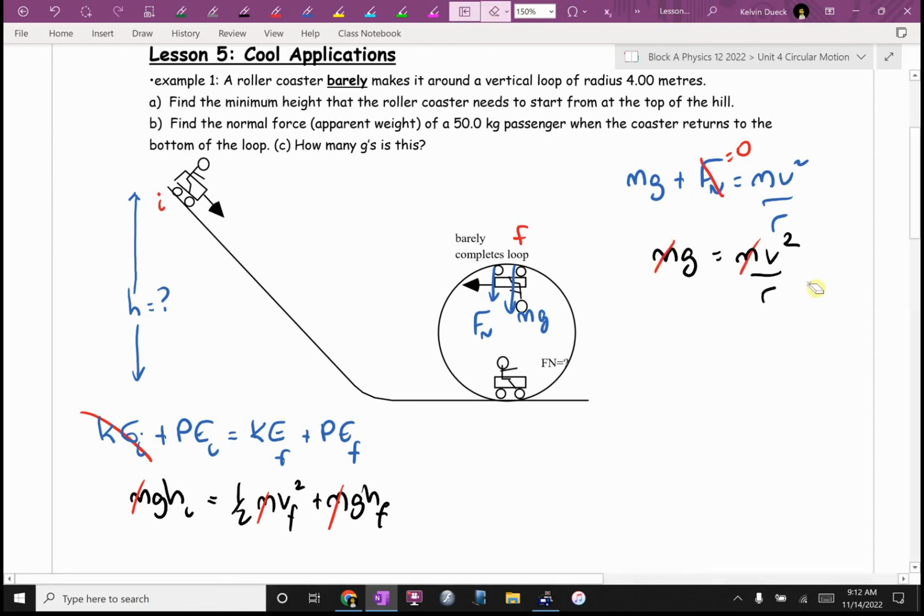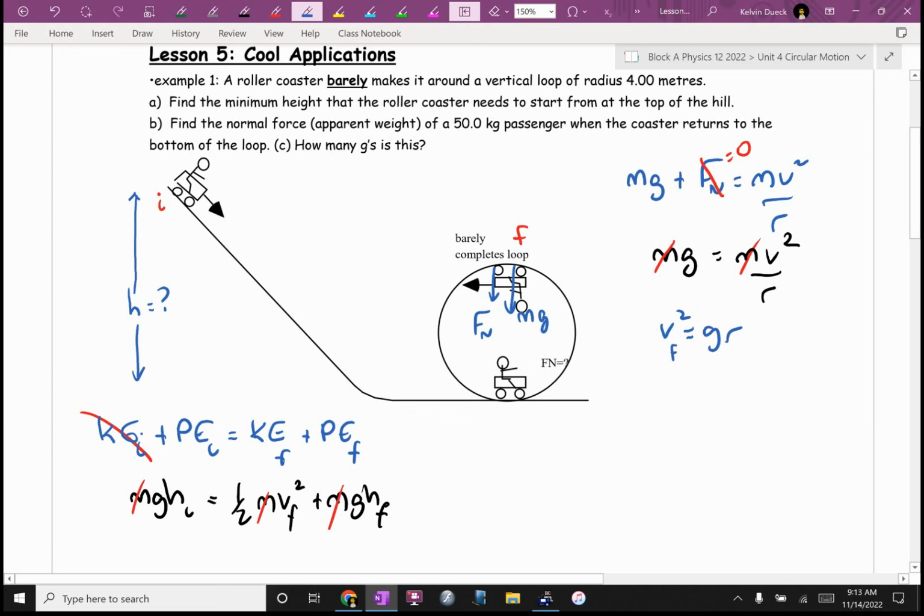I'd like to get the v by, wait. Actually, I don't want to get the v by itself. I want to get the v squared by itself. So why don't I just do that? I could square root, but then I'd square it later, so why bother? How would I get the v squared by itself? Then just gr. And this is v final at the top.